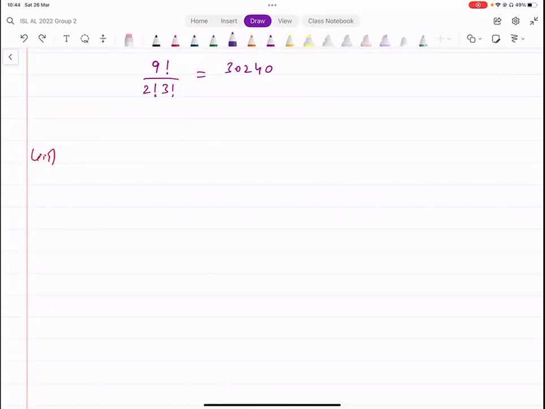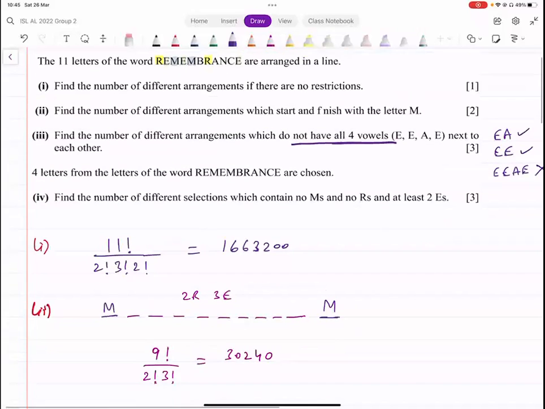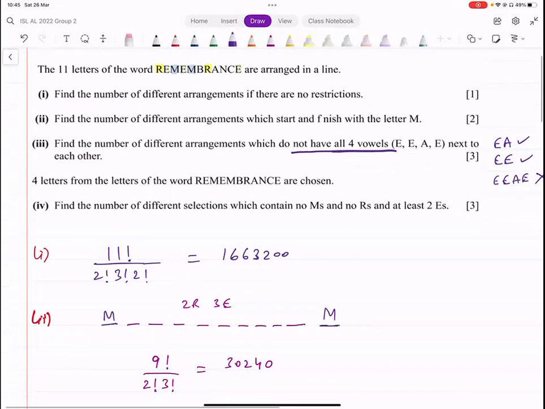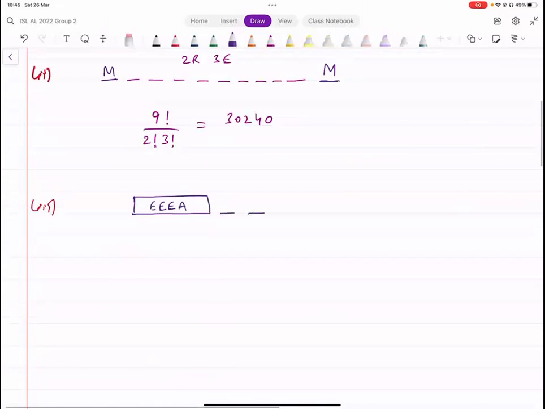EEEA, we make one box for that. So बस क्या आ रहा है, EEEA, ये 4 letters इस बॉक्स के अंदर आ रहे हैं. How many places are we left with? Total 11 थे, 11 में से 4 निकाल दिया. We have 7 left. So 1, 2, 3, 4, 5, 6, 7.